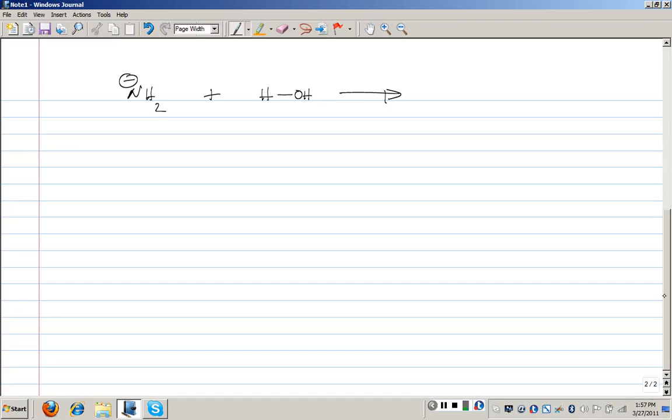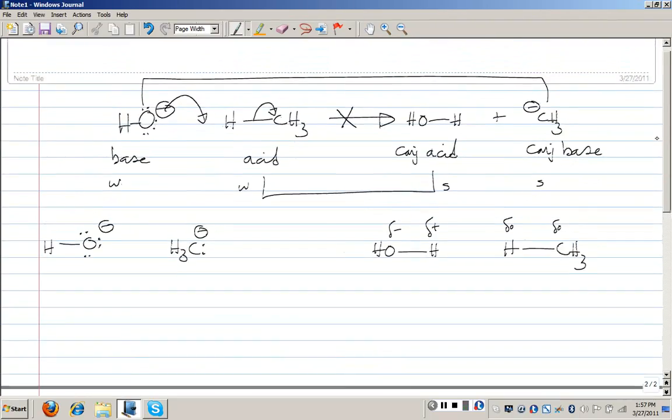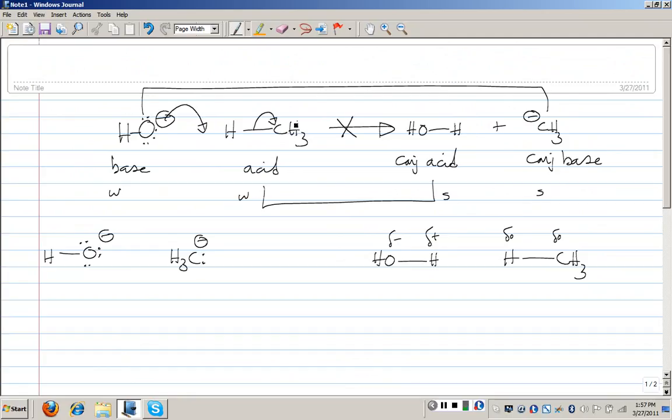Now, in the previous example, it was really a done deal because the methane could not possibly function as a base. Why not? Because it had no lone pairs or pi pairs. So if anything was going to happen, hydroxide would have to be the base, this would have to be the acid. Right? So there was no issue there.